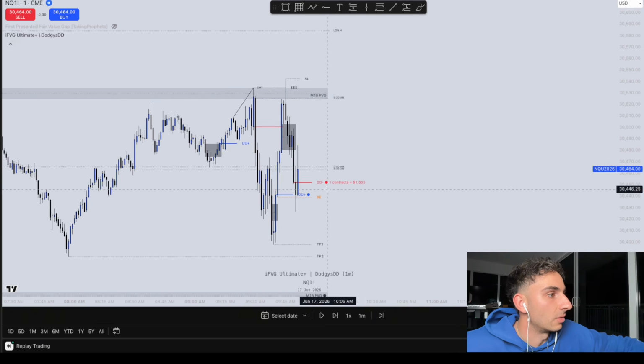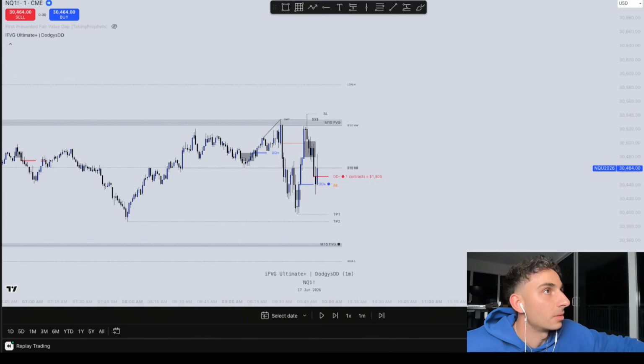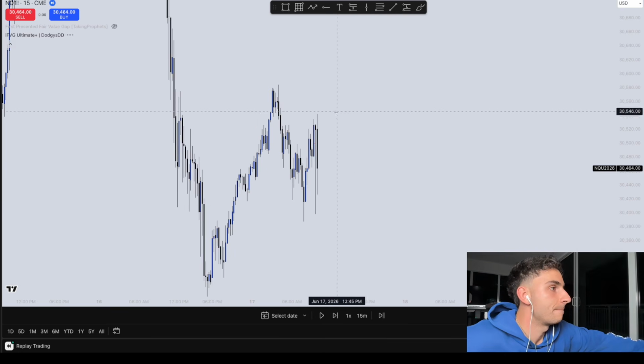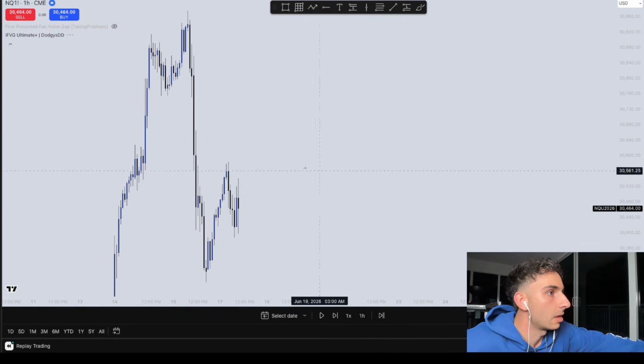And now we have a short signal to the downside. So are we going to take this short signal? Let's look at the higher time frame again. Are we going to take this short signal? Personally, I don't love the way the higher time frame looks.